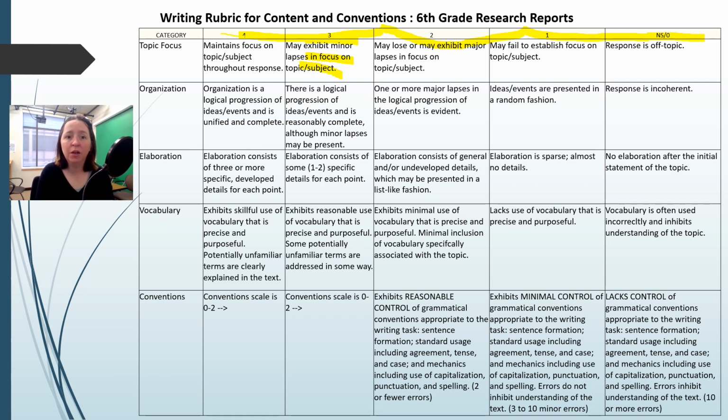Their organization, they might have gotten sidetracked, but their organization is on point. It's logical, it makes sense. I even understand why they got off track and then returned to it. Elaboration. They did okay. They didn't do great. We'll say that they had at least 2 specific details for their paragraph, so we'll say that they get those 3 points. The vocabulary was fine. Again, 3 points.